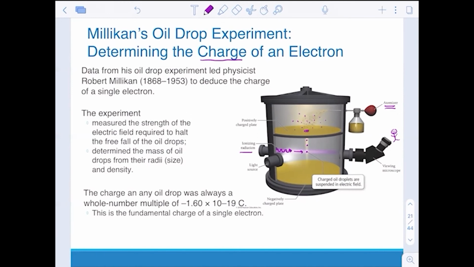And so the negatively charged plate, he understood that like charges repel, so the negatively charged plate and the negatively charged electron were able to repel each other at a specific charge of the negatively charged plate. And so what he wanted that one tiny little oil droplet to do was be suspended. He saw that the charge of the oil drop was always whole number multiples of negative 1.6 times 10 to the negative 19 coulombs. And so that's what he determined was the single charge of an electron. Pretty awesome.